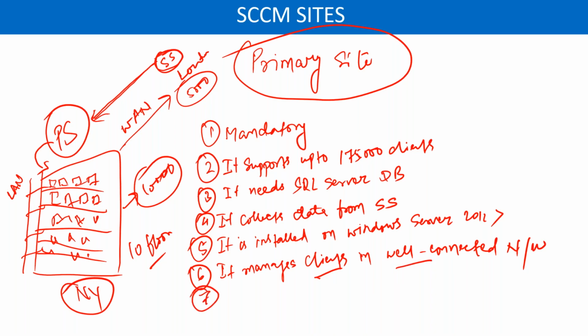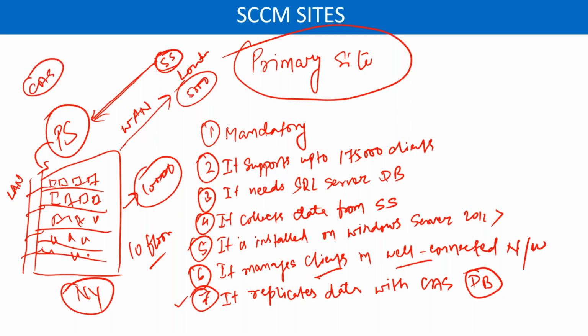Point number 7, it replicates data with the CAS database, central administration site database. In case you have CAS, if CAS is not there, then it does not do anything. This point number 7 is optional, that is conditional. In case you have CAS, primary will have a database, and CAS will also have a database. If CAS exists, then primary will replicate the data with the central administration site database.